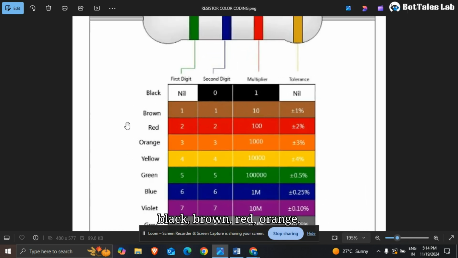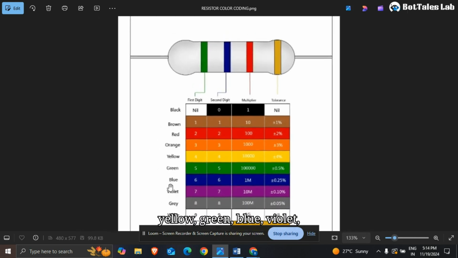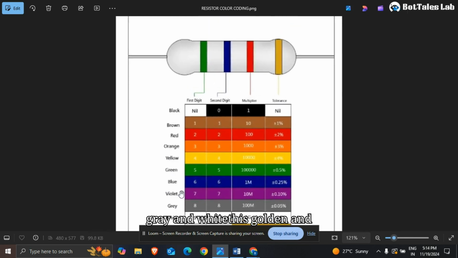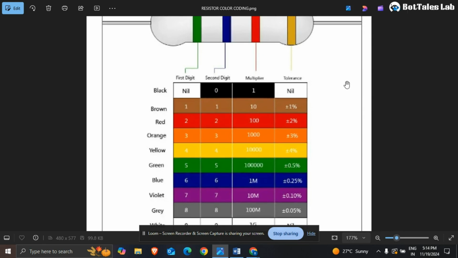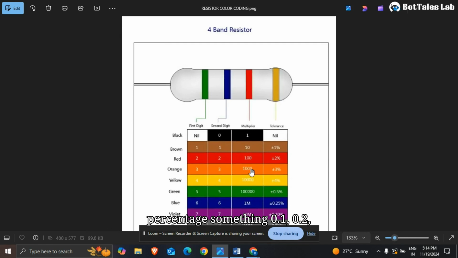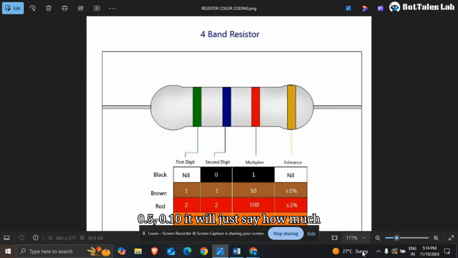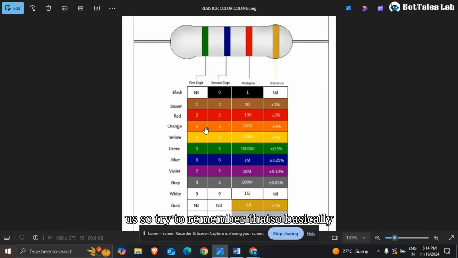The first one is black, brown, red, orange, yellow, green, blue, violet, gray, and white. Golden and silver are there too, but they are not that important for us. This is basically the last band, which is the tolerance band. Tolerance means how accurately our resistor will work. It will have a percentage, something like 0.1, 0.2, 0.5. It is not that important for us, but these three bands are most important, so try to remember that.